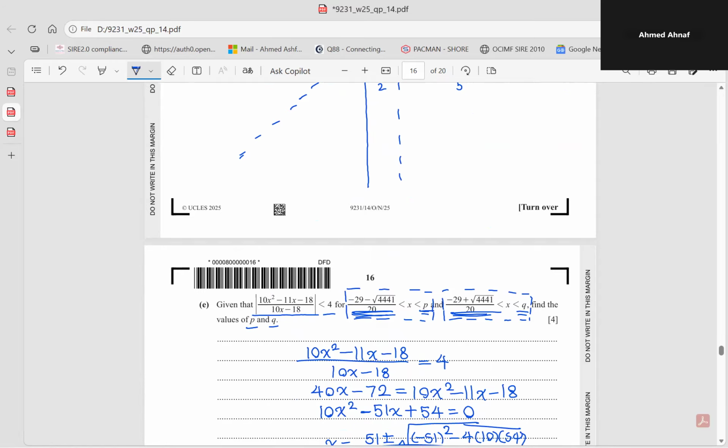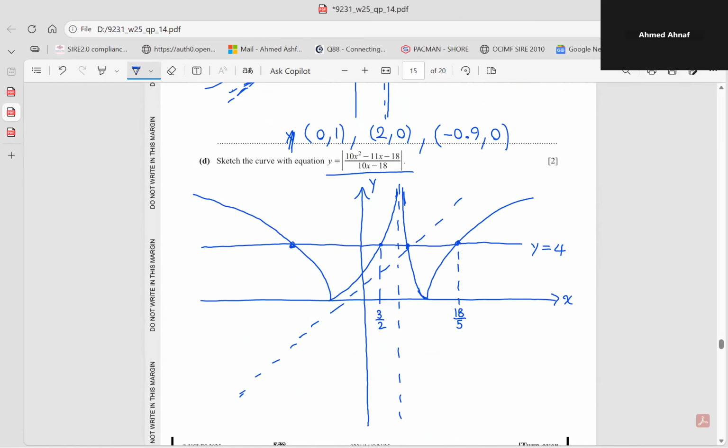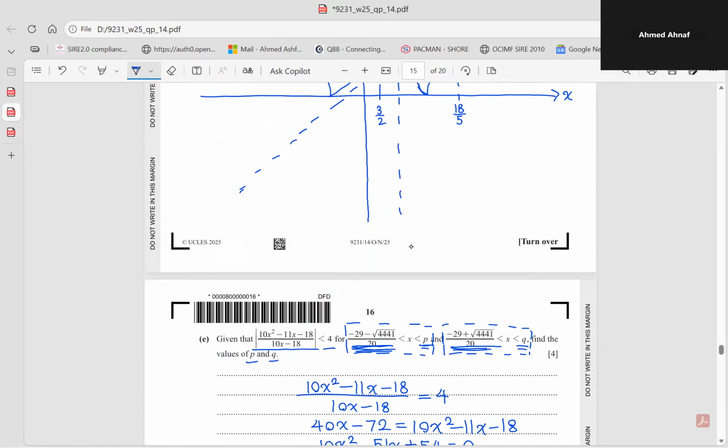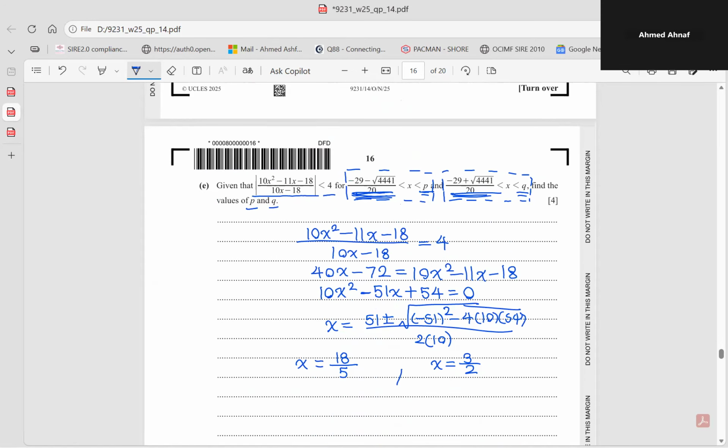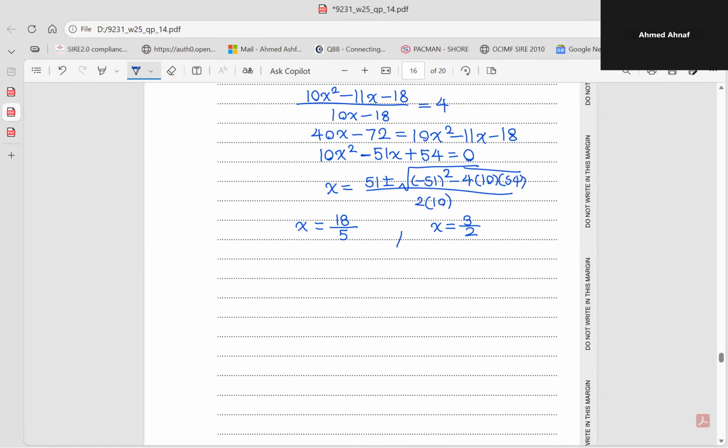Now we have to see which of the limits that they gave us is the negative one and which one is the positive one, because for the two unknown ones, one of them is negative and one of them is positive. I think it's pretty clear, but I'm still going to check anyway. So this is the one that's negative, so therefore P is 3 over 2.